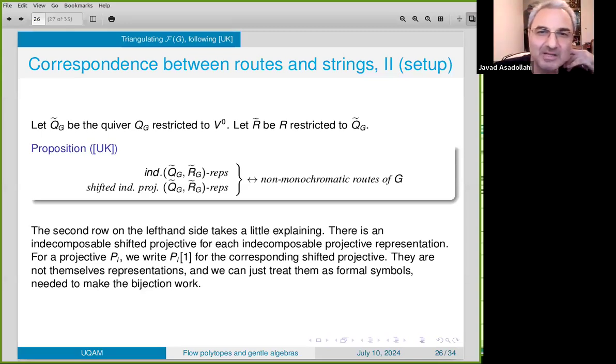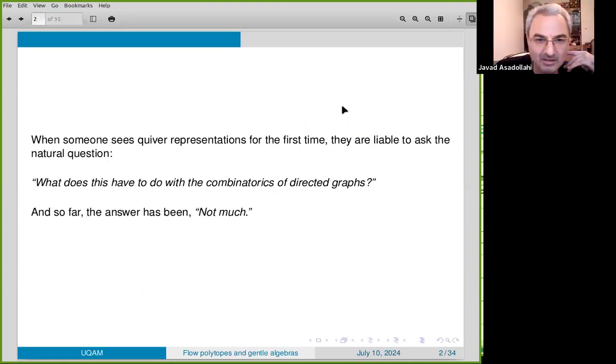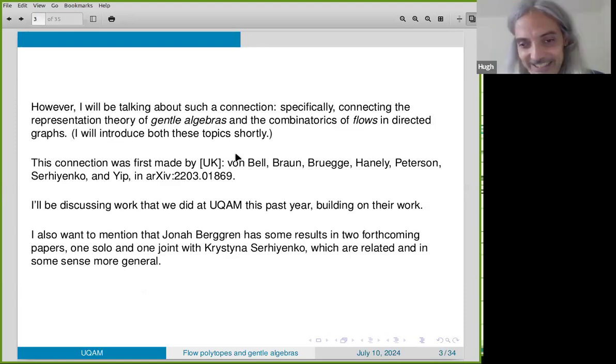Can you name a few people in the University of Kentucky group? Yes. Sorry, I did list them at the beginning. I didn't intend any disrespect in repeatedly not giving them names, but here they are. Kristine Sergeenko is the person from representation theory that you might be most likely to know. I know Martha Yip. I've met Matthias von Bell. I'm afraid I don't remember the first names of Brown and Brugge, Hanley. I think Peterson's first name is Zachary, and I've met him as well. I think he was a student of Christine's, so he is also coming from the representation theory side.